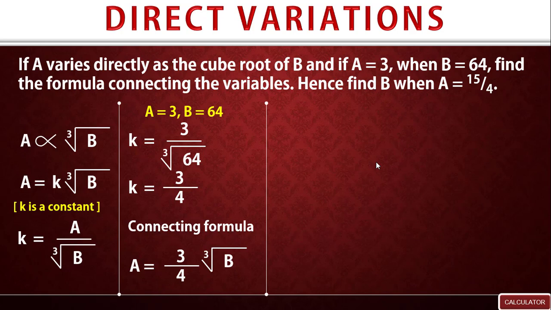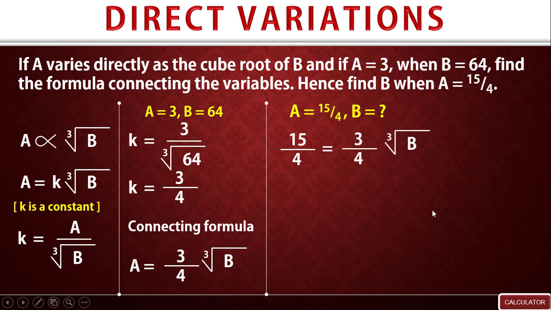The next question now, we are given the value of a to be 15 divided by 4, and we are asked to determine b. To do that, all we need to do is fix in the value of this a into this connecting formula. And then we have 15 divided by 4 at the a side, equals 3 divided by 4 cube root of b. So we have 15 divided by 4 equals 3 multiplied by cube root of b, which gives us 3 cube root of b divided by 4. So the next thing we need to do here now is to cross multiply.